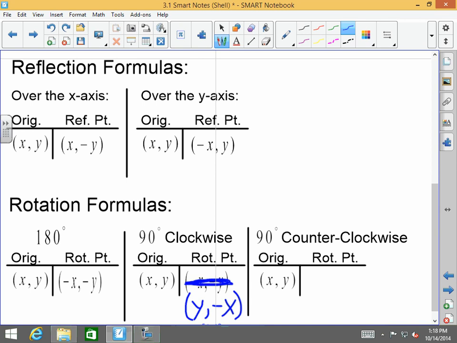And then if I rotate 90 degrees counterclockwise, and my original point is xy, my new rotated point counterclockwise will be negative y comma x. So I switch the x and the y's again, but this time I multiply the y by a negative, and I leave the x the same, but in the y's place.